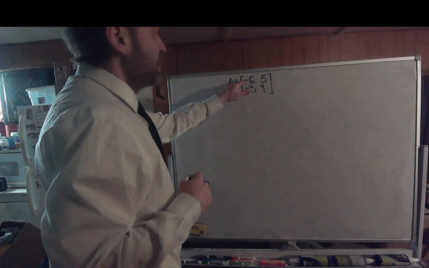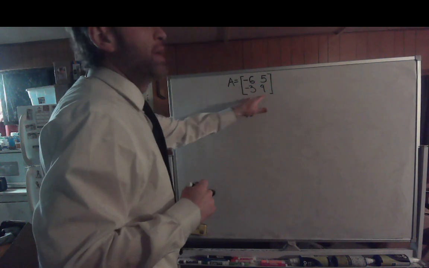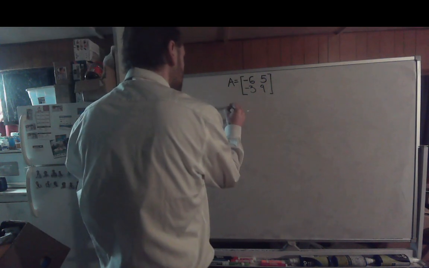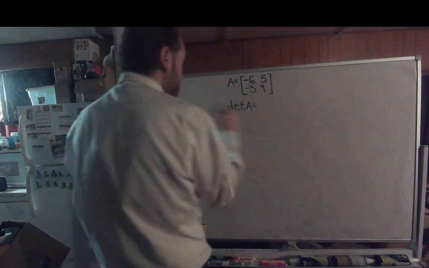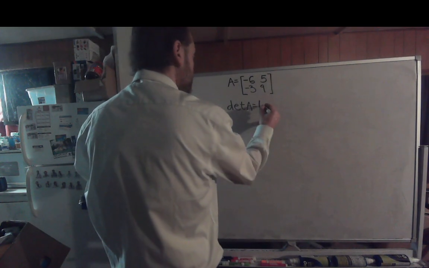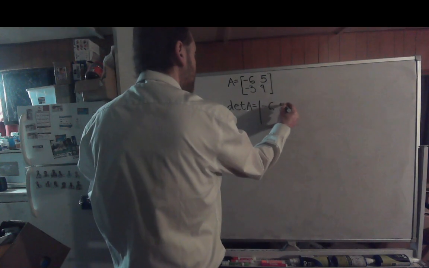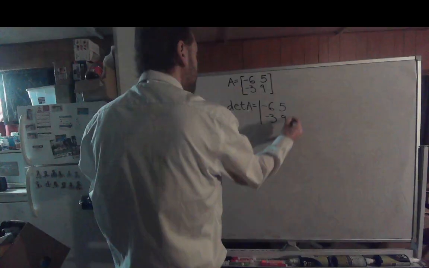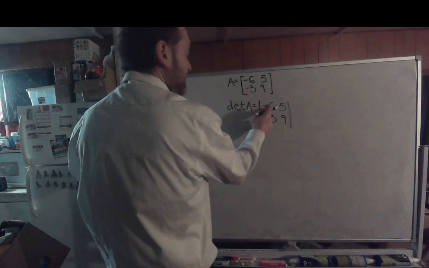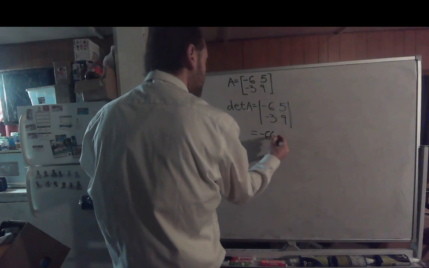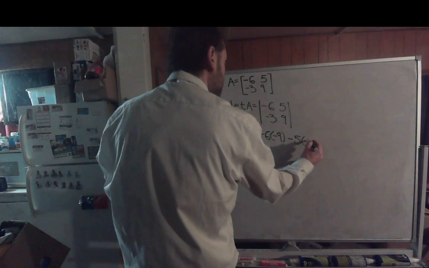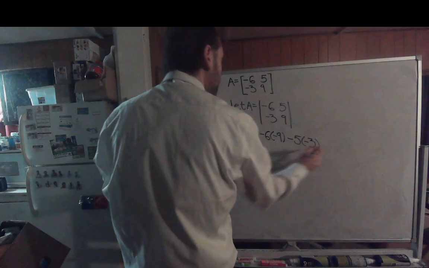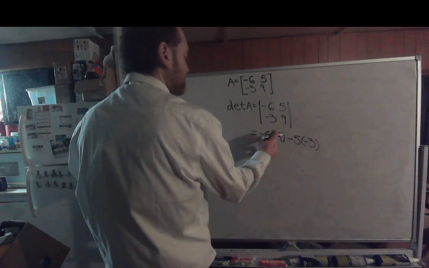Alright, so here's matrix A with entries negative 6, 5, negative 3, and 9. Let's evaluate the determinant of this matrix. So, of course, take everything, put it inside of a large absolute value looking sign. Now, we're going to take that negative 6 times 9 minus 5 times negative 3. Whoops, there we go. It's positive 9 for the 9.